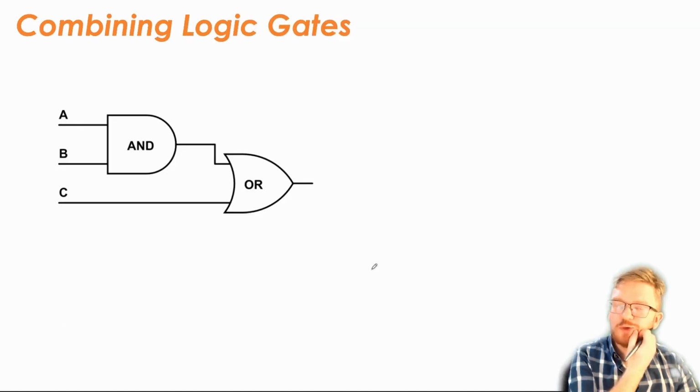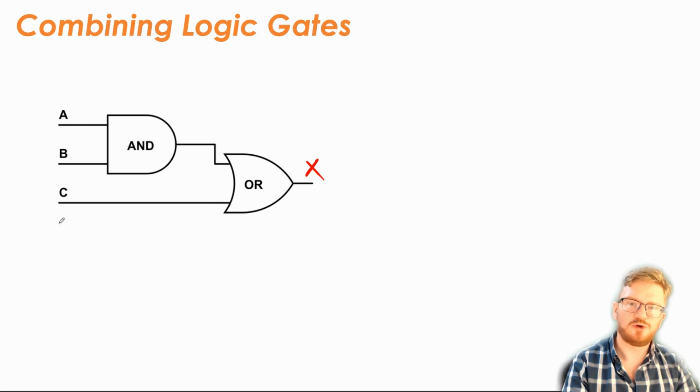So this is where we get into the really cool thing. Sometimes you might be asked to combine logic gates. So here I've got an AND gate followed by an OR gate, and I'm going to have my output here. A classic exam question will be to make a truth table for this logic gate.